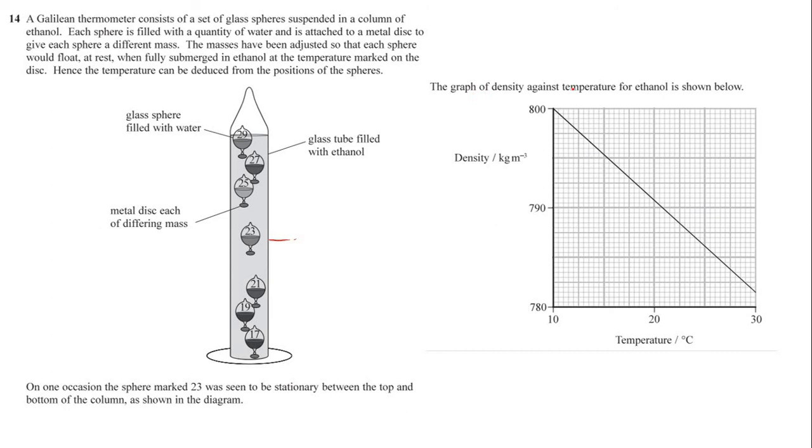Okay, the graph of the density against temperature of ethanol is also shown. This is density and temperature. Indeed, decreasing temperature causes density to decrease. So we have a relation here, and sphere 23 is floating, stationary. That means the weight of the sphere is equal to the upthrust acting. This is the key idea, remember, of floating. If something is floating or stationary in a fluid, weight is equal to upthrust.